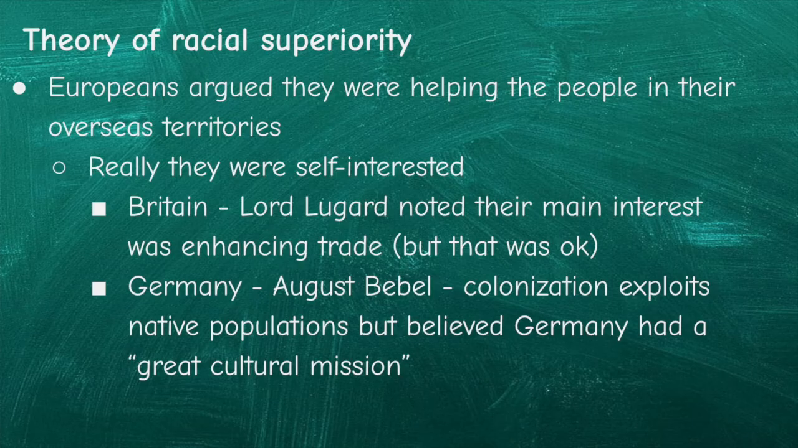That, however, the Europeans were really actually self-interested. They weren't really there to help people out. In Britain, you had Lord Lugard, who noted that the main interest was enhancing trade, but he argued that there wasn't a problem with Britain being in Africa to make themselves richer. That wasn't a problem, but he said, let's not pretend that we're there to help the African people out. That's not what we're there for. We're there for economic purposes, and that's fine.